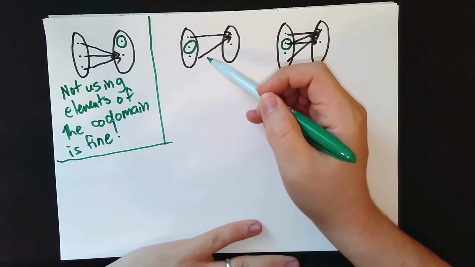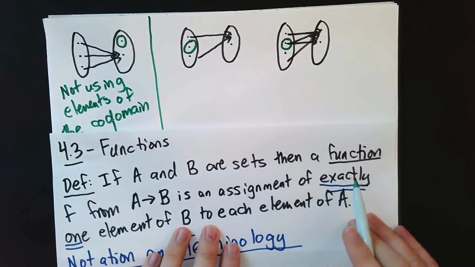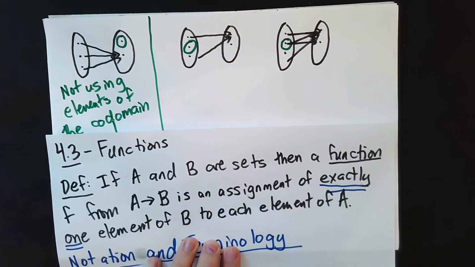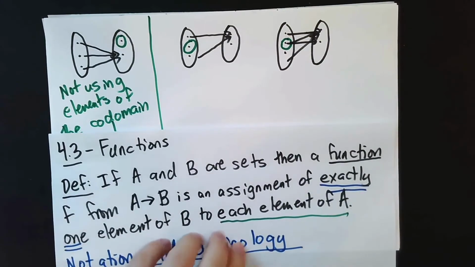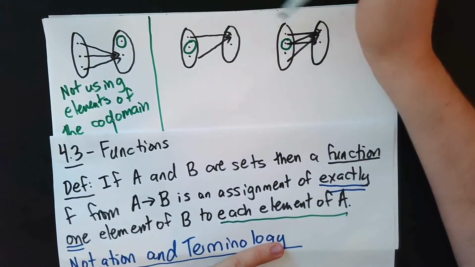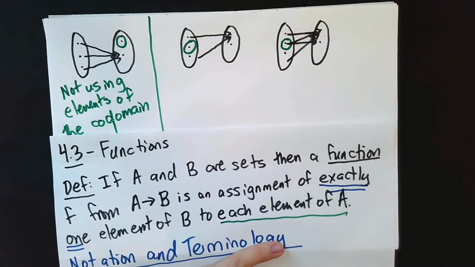We have to use every element of A. That is part of our definition of a function. Namely, we're supposed to assign exactly 1 element of B to each element of A. And in fact, both of these pictures are violations of the exactly 1. They're just violations of the exactly 1 in different ways.